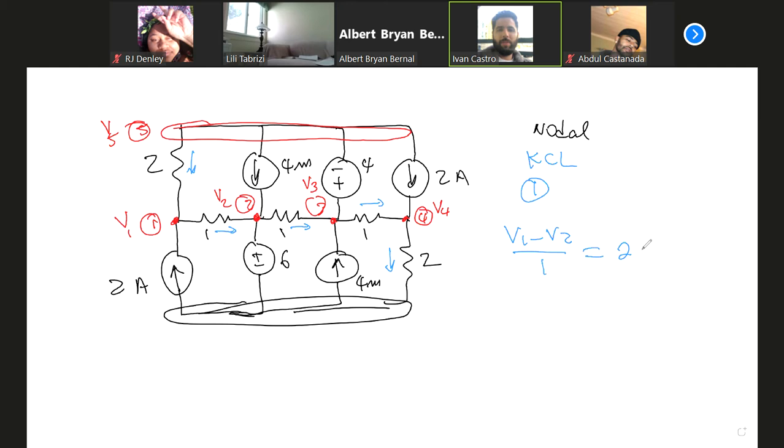Let's see. Why is it so? Is it V5 minus V1 over 2? Okay, what is so difficult to see this? Somebody please explain, so I don't have to explain 100 times. Why is it so difficult to see this?